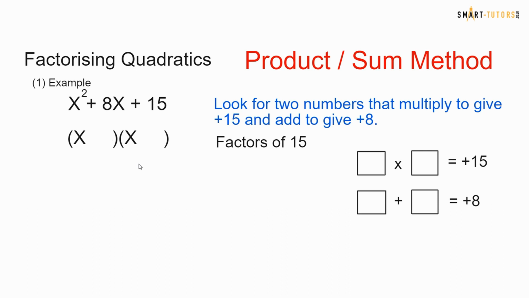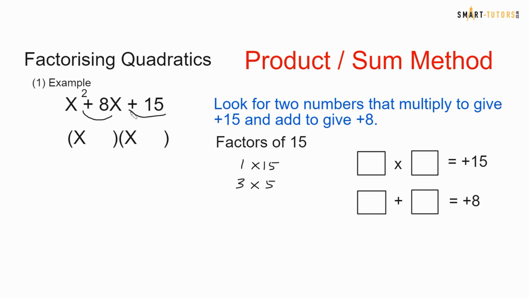Product sum method. First example is x squared plus 8x plus 15. Look for two numbers that multiply to give plus 15, because here is a plus 15, and add to give plus 8. To do this one, list out all the factors of 15. So 1 times 15, 3 times 5. These are the two pairs of factors for 15.